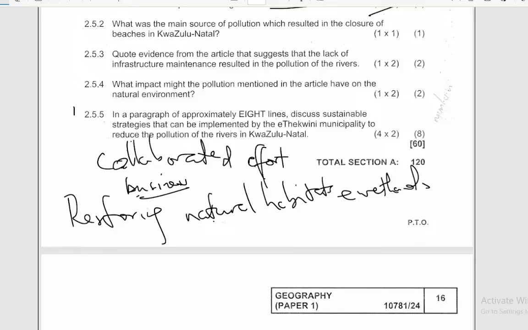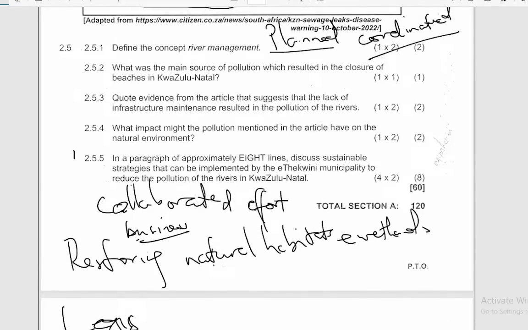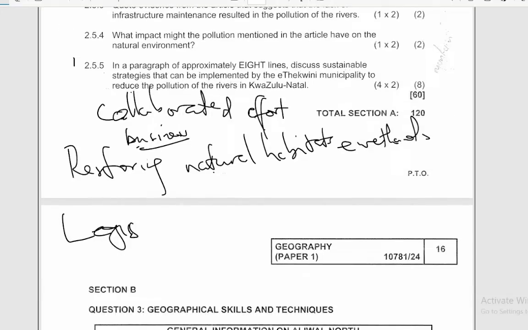And also we can talk of legislation. We can use the law. Implementing legislation against environmental damage or against pollution of rivers. We institute laws. The municipality puts in place regulations to ensure that there are laws against damage on the environment. And also, besides implementing such laws, they need to be enforced. It's also another strategy. Enforcing them.